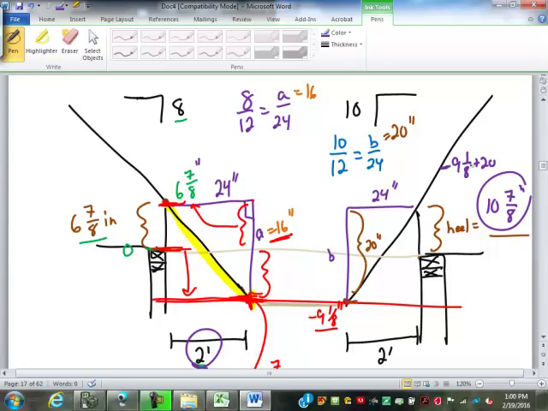Why 20, not 24? Because you went up 20 inches. B is 20. What do you think? So what that means is when you order those trusses, you have to order them with a 10 7/8 inch heel, a custom heel, so that the fascias match, so you can keep the same overhang.